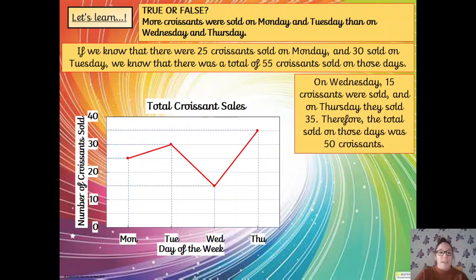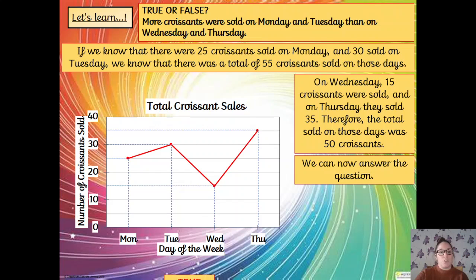On Wednesday, 15 croissants were sold, and on Thursday they sold 35. Therefore, the total sold on those days was 50 croissants. So we can now answer the question. True or false? More croissants were sold on Monday and Tuesday than on Wednesday and Thursday. And the answer is, of course, true. Okay, so 55 on Monday and Tuesday and just 50 on Wednesday and Thursday.